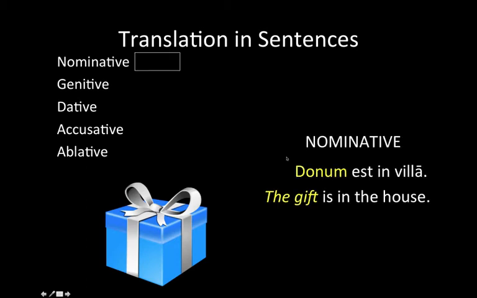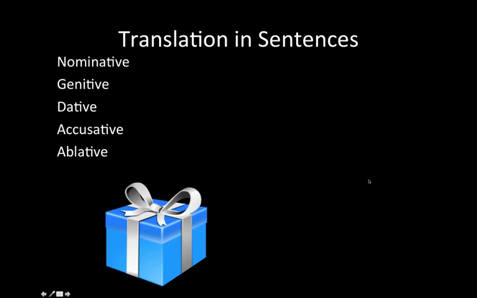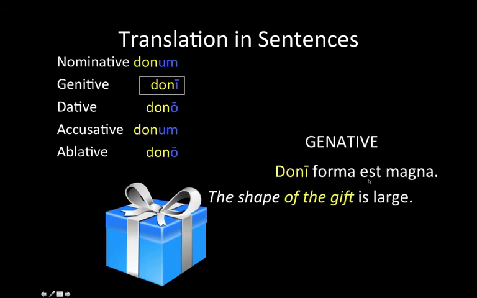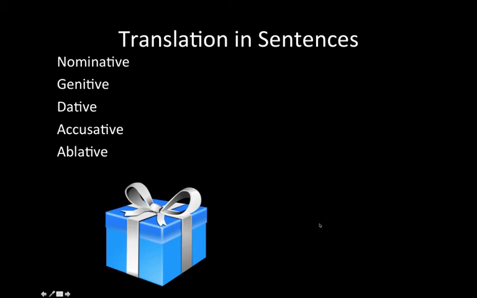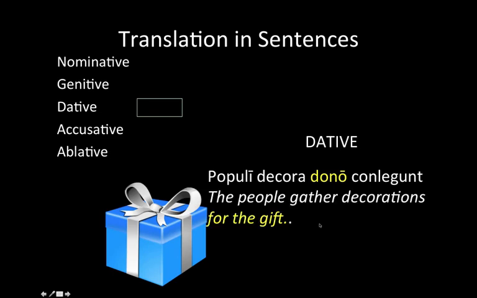Here we're going to take a look at the word donum in the nominative. Donum est in villa, the gift is in the house. Here it's functioning as my subject. I know it can't be a direct object because I'm using the verb is. Alright, now let's take a look at the genitive. Doni forma est magna, the shape of the gift is large. Dative. The people gather decorations for the gift.